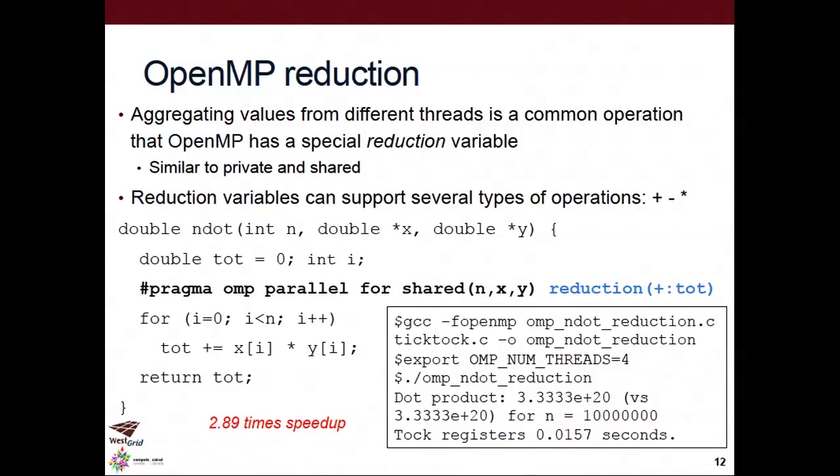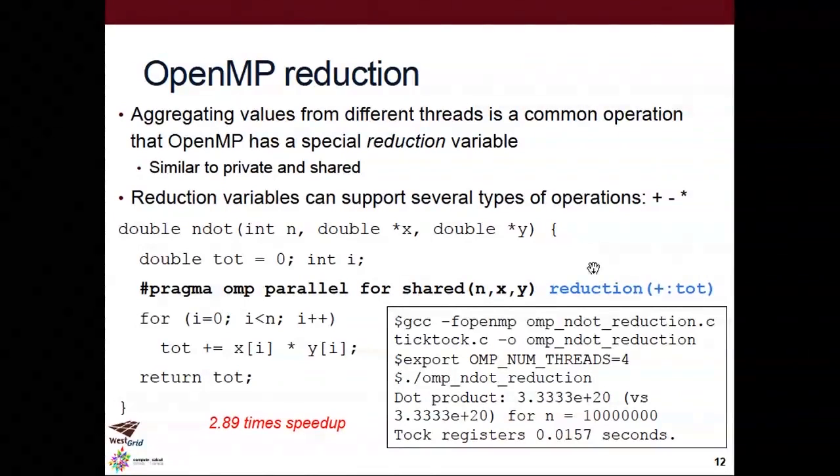The correct answer is most important, because if you get the wrong answer, it doesn't matter how fast you get that wrong answer. But in this case, you will get the correct answer, and it will be faster because of this reduction. Each time you have a situation where one variable is going to be updated by all threads, instead of going through the process that we did last time, you can directly use this reduction directive for OpenMP.